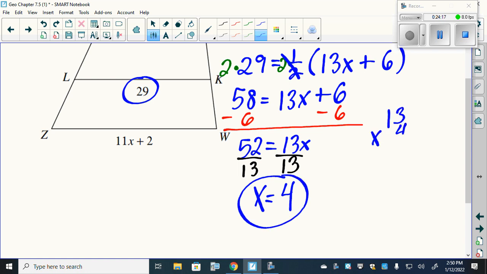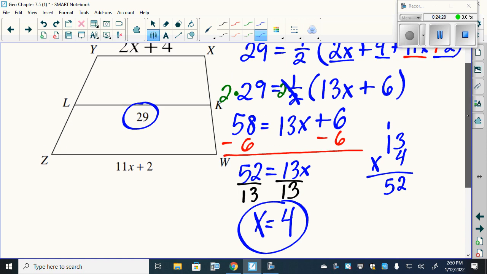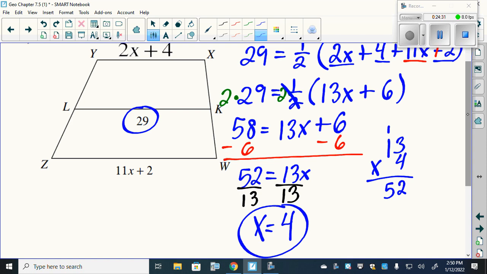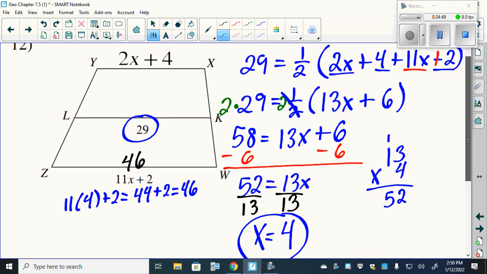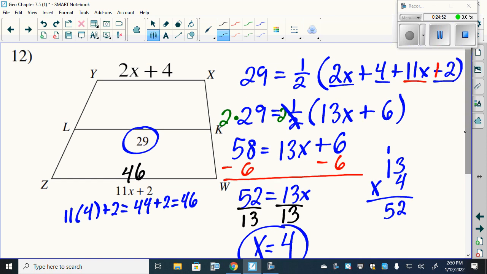13 times 4, well, 4 times 3 is 12, so 2 carry the 1. 4 and 1 is 5. Then we can plug it back in. So on bottom here we have 11 times 4 plus 2. 46. 11 times 4 is 44, plus 2 is exactly 46. And the top would be 2 times 4 plus 4.